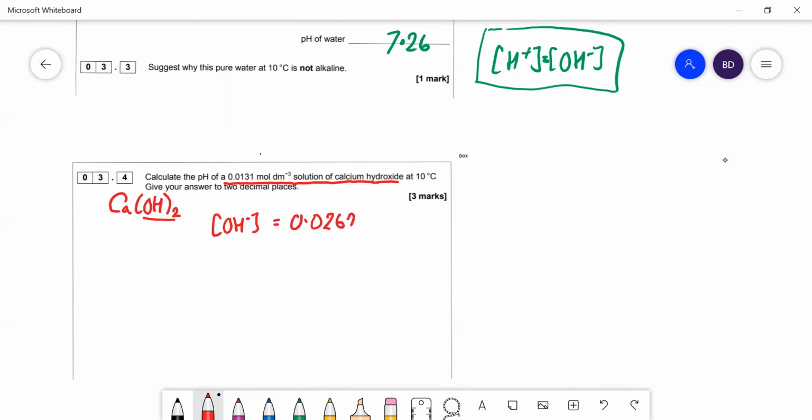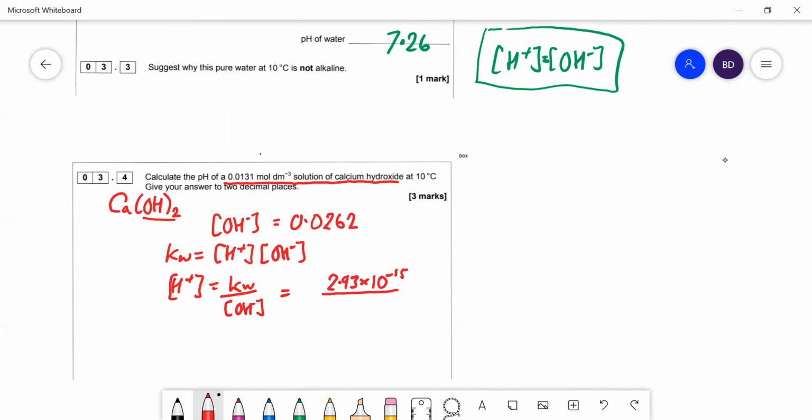So it's going to be 0.0262. Right, we need to calculate the hydrogen ion concentration, so we're going to use Kw is equal to H plus multiplied by OH minus. So H plus is equal to Kw over OH minus concentration. They give us the value of Kw is 2.93 times 10 to the minus 15. That's because it's at 10 degrees C. Divided by the concentration of OH minus, which is 0.0262.